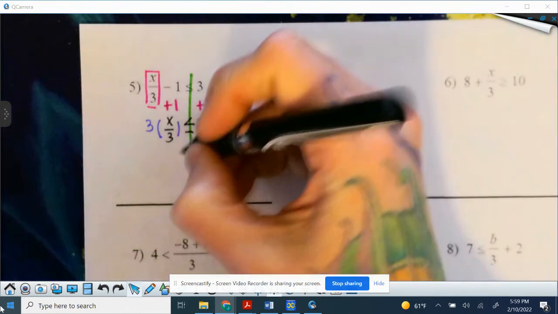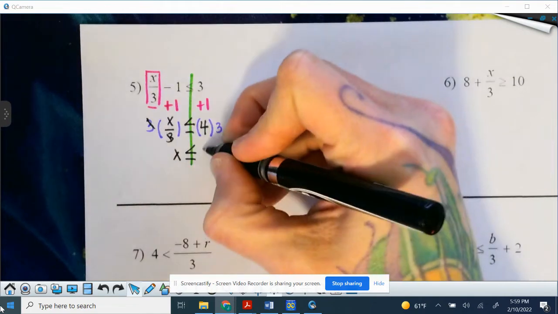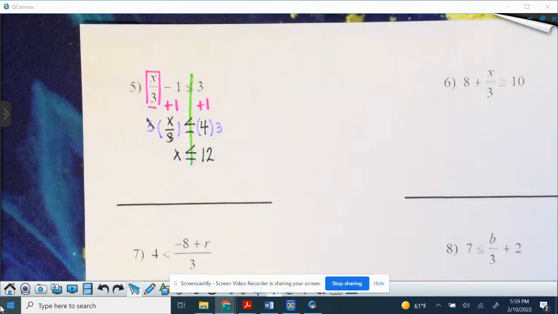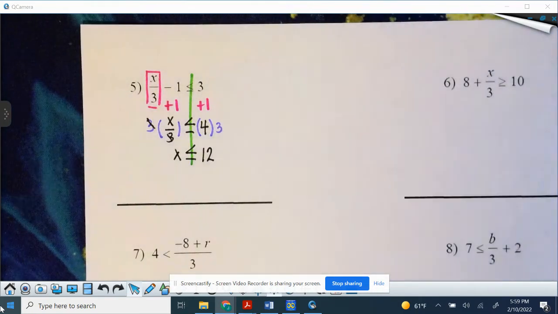And x, because these are going to go away, is less than or equal to 12. Now remember, our golden rule is for multiplication and division. In this case, there was no multiplication or division by a negative number, so we're good to go. We're just going to keep on rocking.